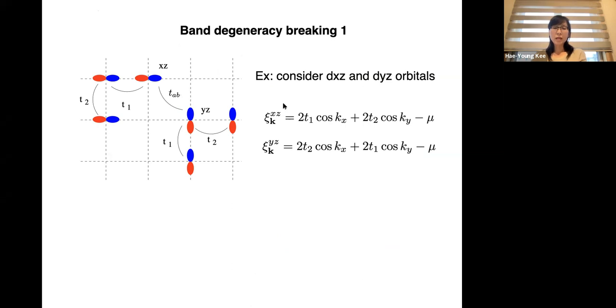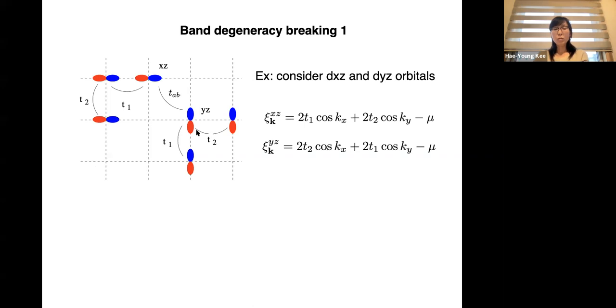And so to understand that, let's consider two orbitals. So let's have xz and yz orbitals. These are t2g, so there's also a dxy orbital, but it's easier to understand with two orbitals first and then add another orbital later on. Okay, so if I have xz and yz orbitals, this is on the xy plane, a square lattice, and then the c-axis is out of the screen here.